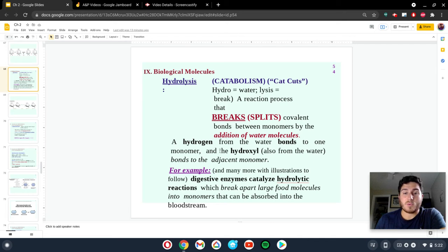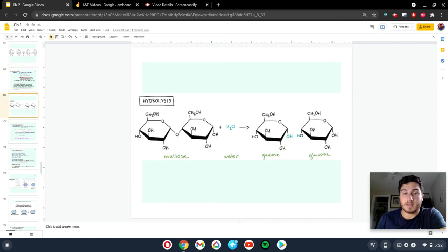In this process, you are going to take water, a little bit of biochemistry, water, and then you're going to add it to a polymer. That water is going to bind in the polymer, and then it's going to split it apart. It's going to be the opposite of our last process.